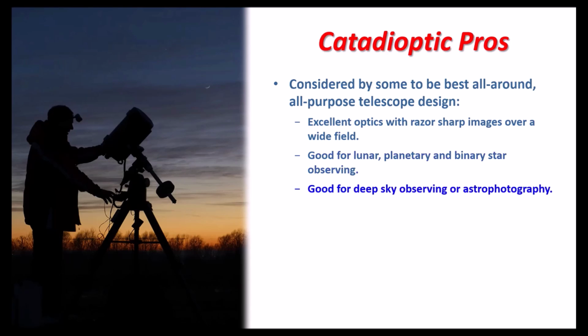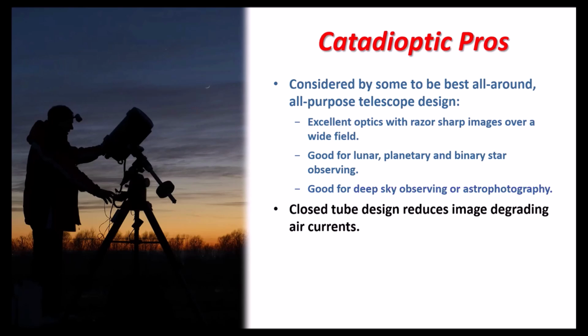And most have decent apertures, so they are good for deep sky observing or astrophotography. As good as a Newtonian reflector? Not necessarily, but they're a lot more portable. They might not be cheaper, but they can be more portable, especially in 8 inches and 10-inch designs. And just like refractors, they have a closed tube design, which reduces image degrading air currents on the inside, so you never have to clean the primary mirror or the secondary mirror of a Schmidt-Cassegrain or a Maksutov-Cassegrain, but you might have to clean the front of the corrector plate or the correcting lens every so often.